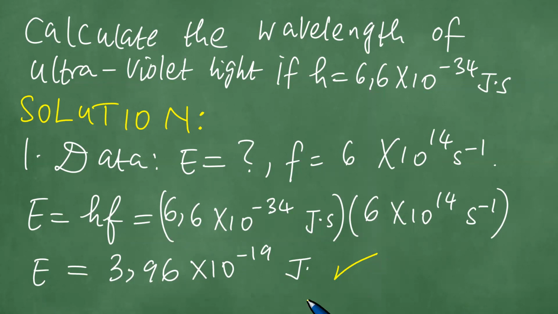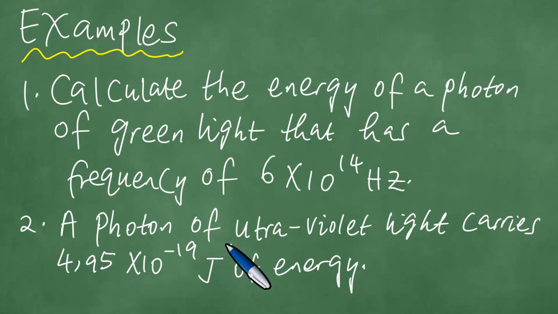Okay. Please. Right. You got the same answer. The next question is obvious, and it says that a photon of ultraviolet light carries 4,95 times 10 to the minus 19 joules of energy. So the energy is 4,95 times 10 to the minus 19 in number 2.